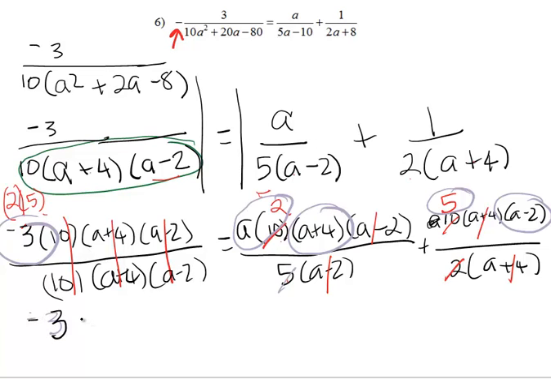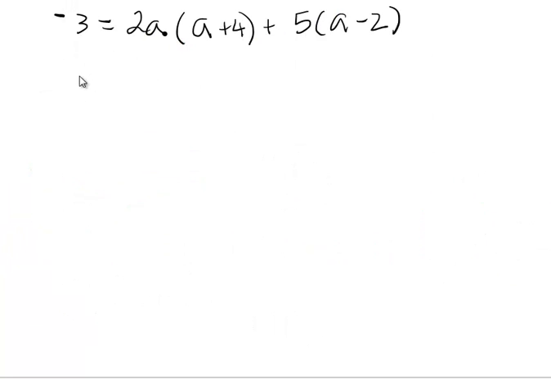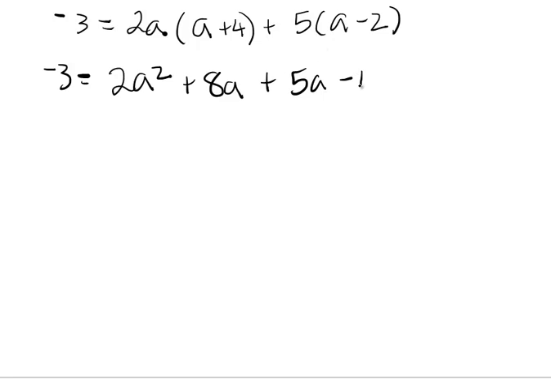So -3 equals 2a times a plus 4 plus 5 times a minus 2. Here I've moved to my next slide so I have some more room. So let's distribute. So that's going to still be the same. So negative 3 equals 2a squared plus 2 times 4 is 8a plus, distribute this, so 5a minus 10.